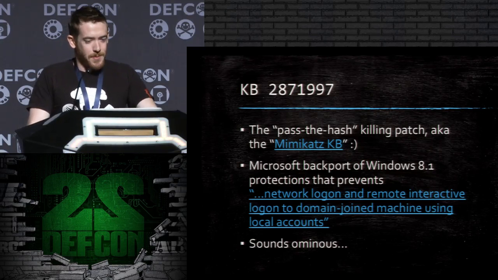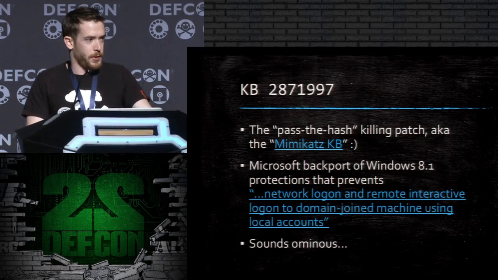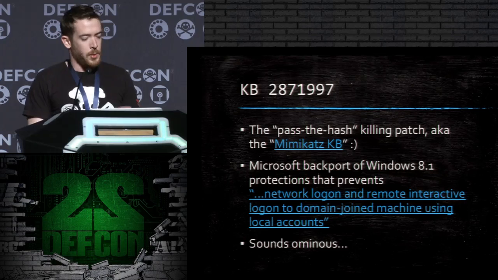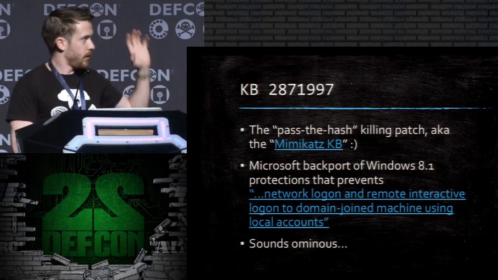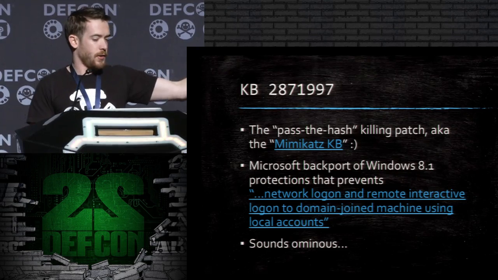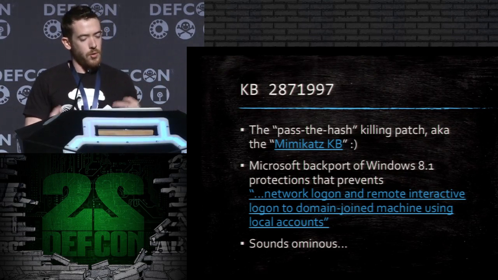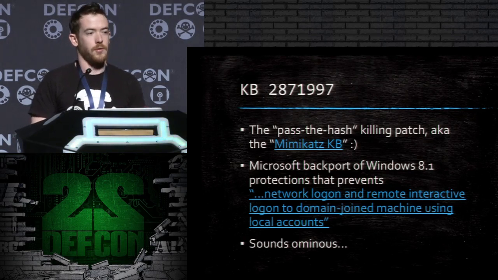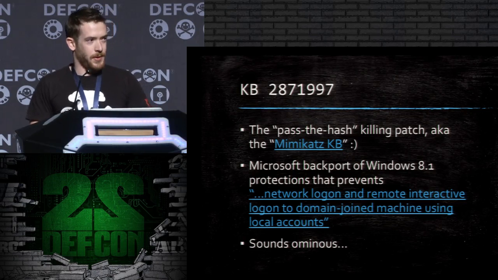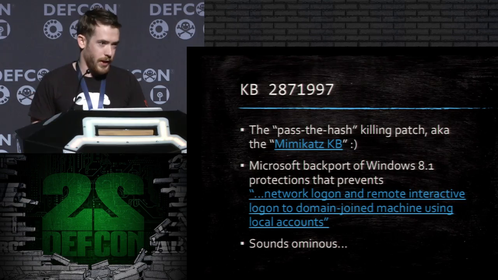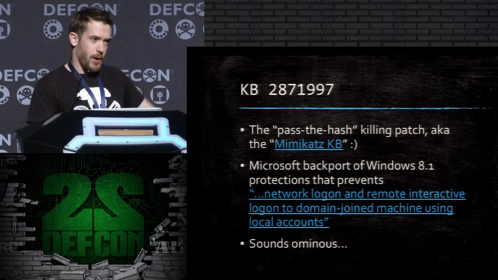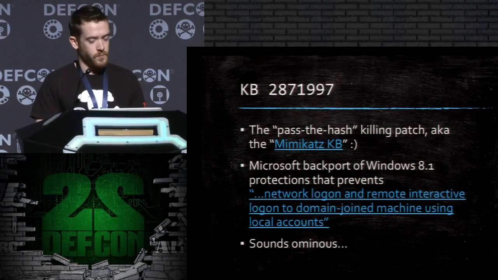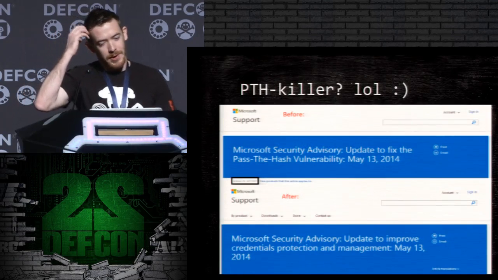It's a Microsoft backport of a lot of Windows 8.1 security protections. It does some stuff that makes it a little more difficult to pull creds out of LSASS, but the thing we care about in this context is the line that says this patch prevents network logon and remote interactive logon to domain joined machines using local accounts. The reason this sounds ominous is because that's how you almost always spread laterally on a pen test. You dump local admin hashes, you scan where they work, you pop all your boxes, you find your high value users.